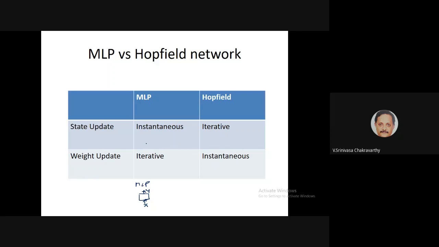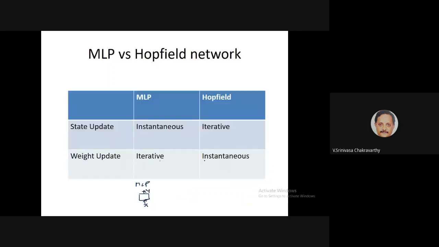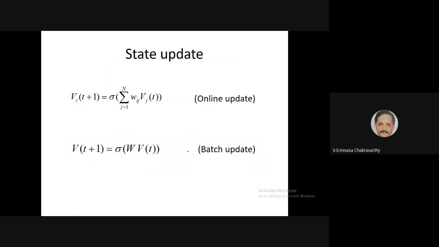Similarly, weight update in MLP is iterative because you present the pattern, backpropagate the error, and do it over and over again for many data, for many patterns. Whereas in Hopfield network, it is instantaneous. I just present the pattern, and instantaneously I calculate the weights using this Hebb's rule, this formula. There is some kind of a difference between MLP and the Hopfield network.